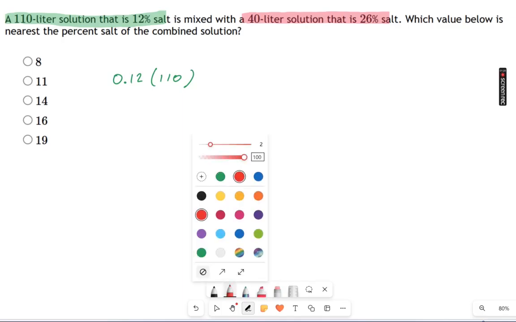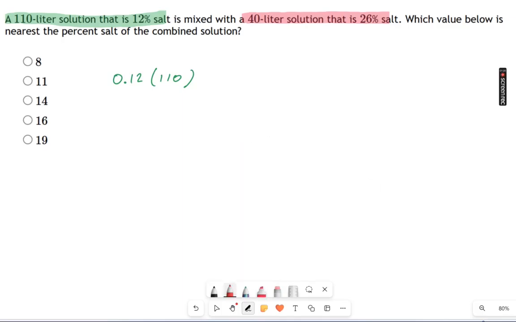So when I do this one, it's going to be 0.26, that's its percentage, times its volume, that's 40. And to figure out the total salt content, you add them together. Okay, so according to my calculator, this is going to be 0.12 times 110 plus 0.26 times 40. Okay, great. So I get 23.6.